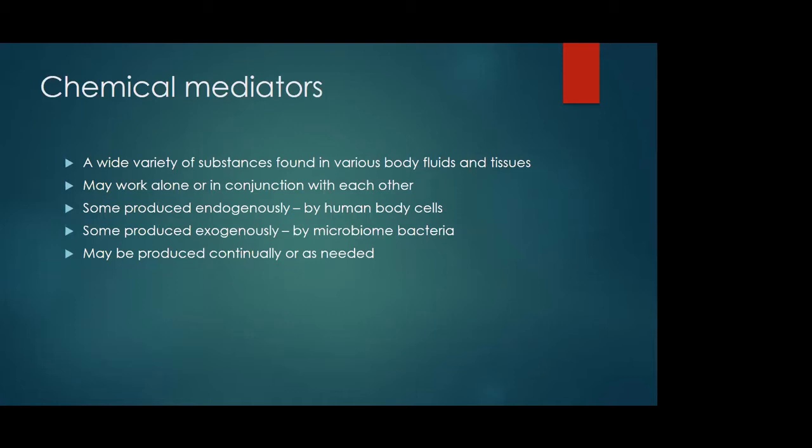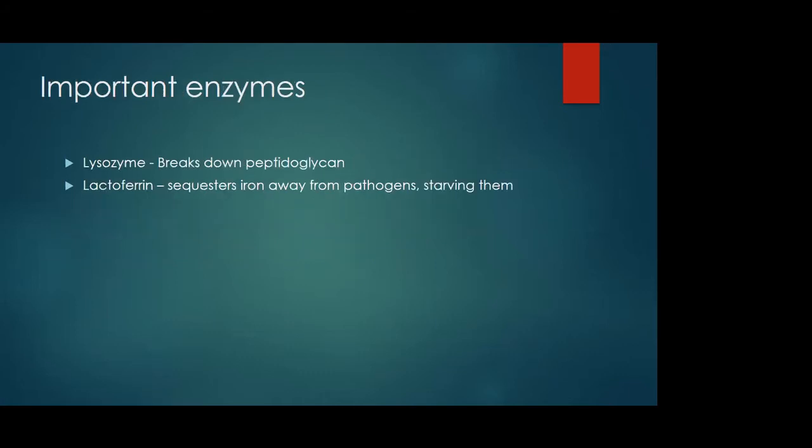Some chemical mediators are produced all the time, and some of them are only produced as needed. A couple of really important enzymes. Lysozyme. Lysozyme is in our spit, it's in our tears, it's in a lot of different places. It breaks down peptidoglycan. And as we've come to learn about bacteria, they all have peptidoglycan, right? Lactoferrin, we talked a little bit about iron sequestering when we talked about pathogenicity. Some bacteria will try to take the host's iron away from the host and use it for the bacteria. Well, we make a substance called lactoferrin that helps stop that from happening.